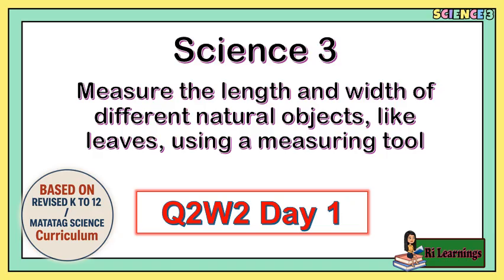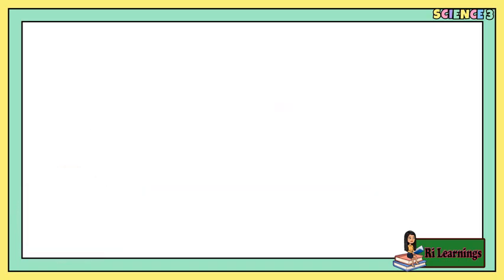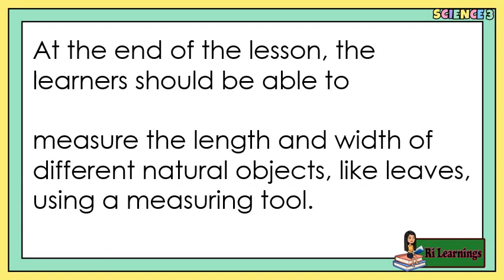Science 3. Measure the length and width of different natural objects, like leaves, using a measuring tool. Quarter 2, Week 2, Day 1. At the end of the lesson, the learners should be able to measure the length and width of different natural objects, like leaves, using a measuring tool.